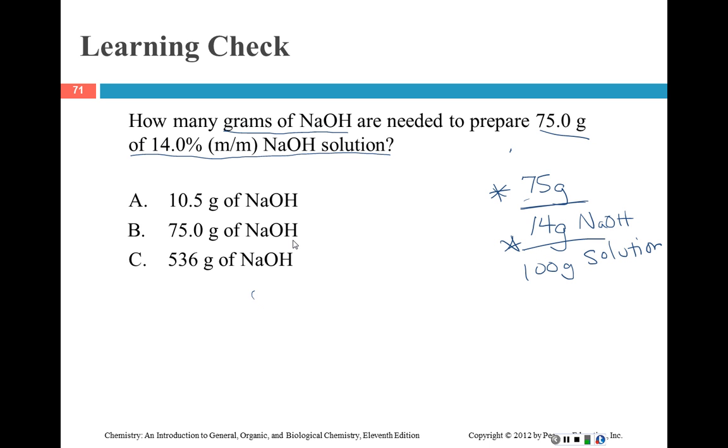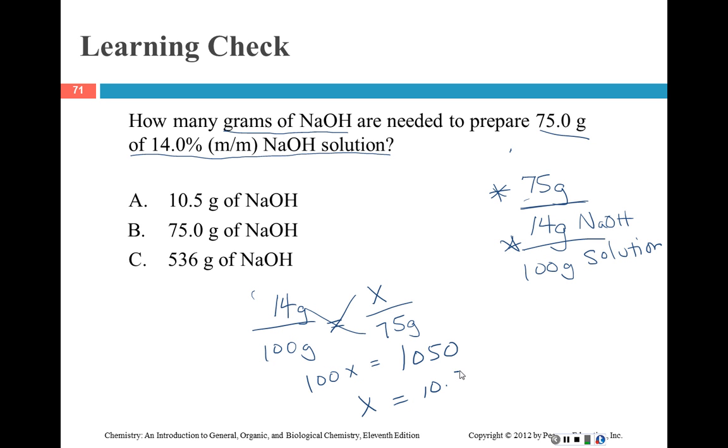One easy way you could do it is to say that if you have 14 grams in 100 grams, that would be the same as what over 75 grams. Okay, and so then you'd cross multiply to have 100x equals 75 times 14, which is 1,050. And so x would be 10.5 grams. Okay, that's a ratio and proportion. That's just a quick way to do it.